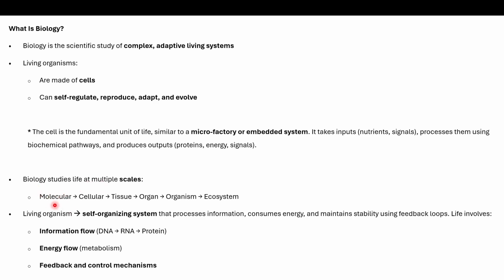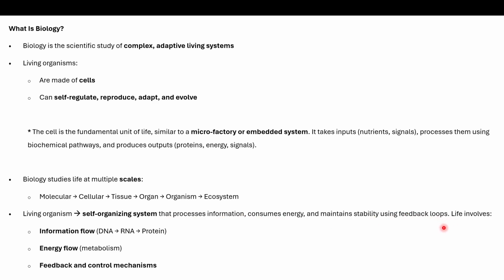Molecular, starting from the very basic molecular level, it moves up to cellular level, tissue, organ, organism, and finally it forms the complete thriving ecosystem. So, a living organism is a self-organizing system that processes information, consumes energy, and maintains stability using feedback loops.